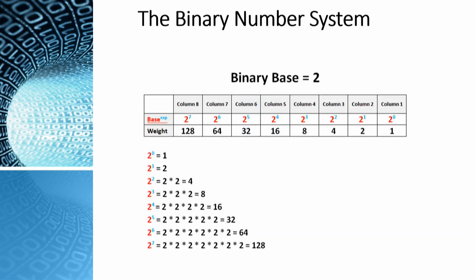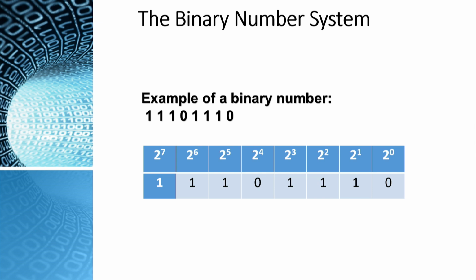Using the same method as the denary number system, we use the headings 2 to the power of 0, 2 to the power of 1, 2 to the power of 2, 2 to the power of 3, and so on. Each column is worth 2 times the amount of the previous column. A typical binary number would be 111011110.